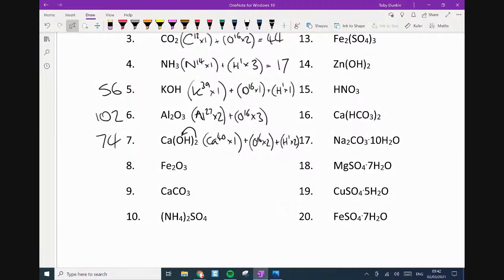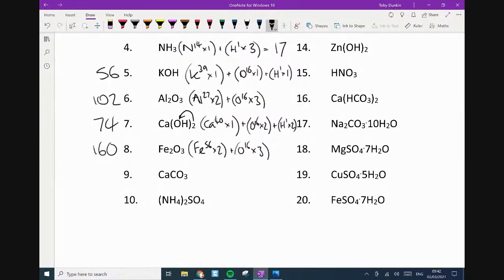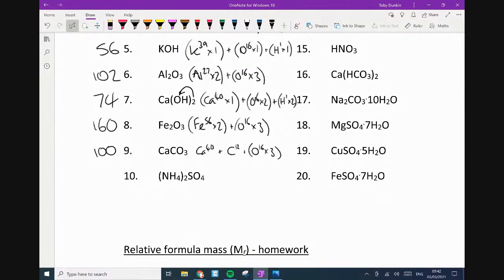Next one, iron oxide. This is actually iron(III) oxide, because it's in a +3 oxidation state. So iron is 56 times 2 plus oxygen at 16 times 3. So 56 plus 56 plus 16 times 3 is 160. Tick it if you got it. Calcium carbonate is 100, I know that one. Calcium is 40 times 1 plus carbon 12 plus oxygen at 16 times 3. Total 100. Next one, ammonium.